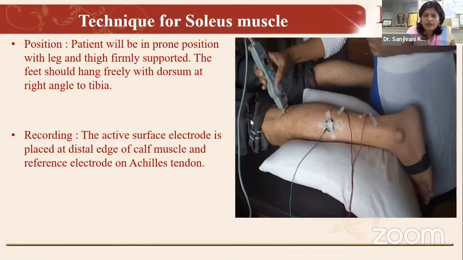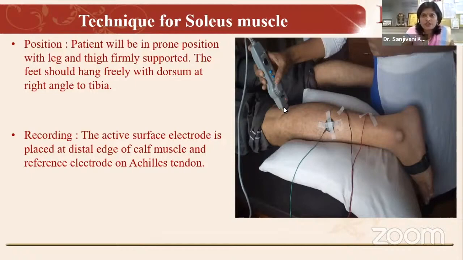Thigh will be firmly supported on the couch and feet will be just outside of the couch, so you get relaxation in the muscle. Then the feet should hang freely with the dorsum at a right angle to the tibia. Then for recording, the active surface electrode is placed at the distal edge of the calf muscle, the reference electrode on the Achilles tendon, and the ground electrode just nullifies the interference.